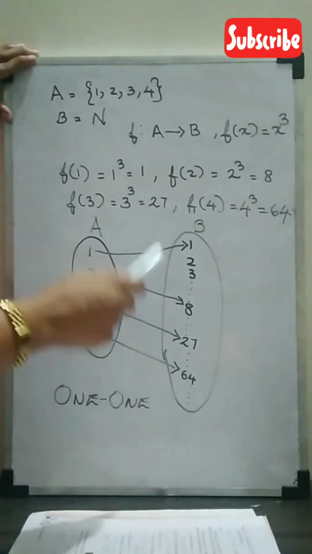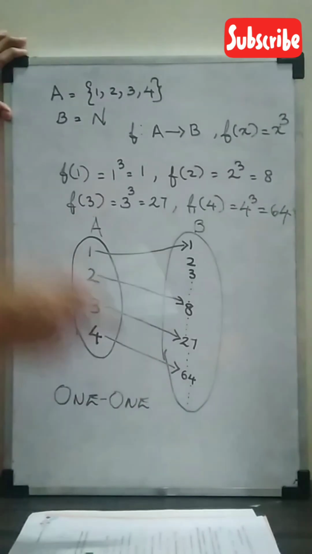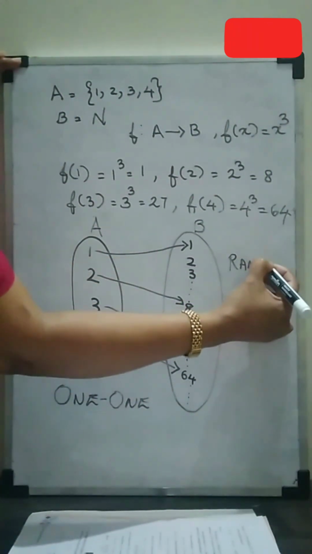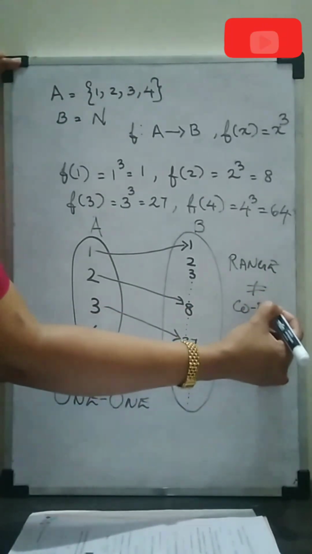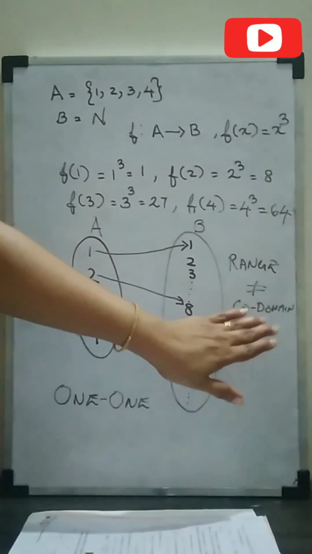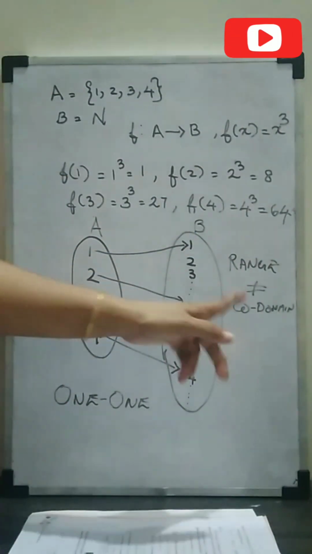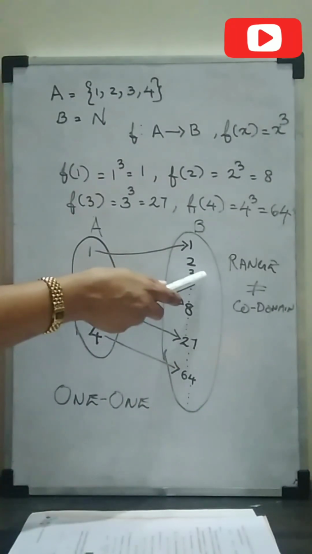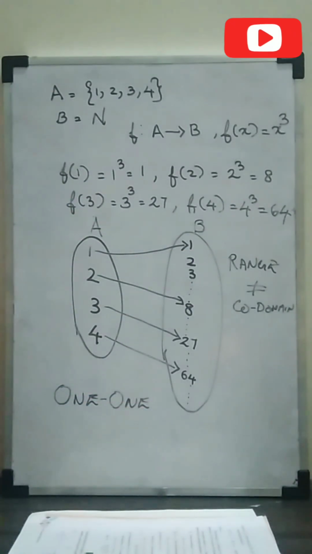Now let us check whether this is an onto function. பாருங்க. This is not an onto function because our range is not equal to codomain. Range equal to codomain இருந்தா மட்டும்தான் this function is an onto function. இல்லையா? So now range is not equal to codomain. That means there are many elements in the codomain which don't have a pre-image in the domain.